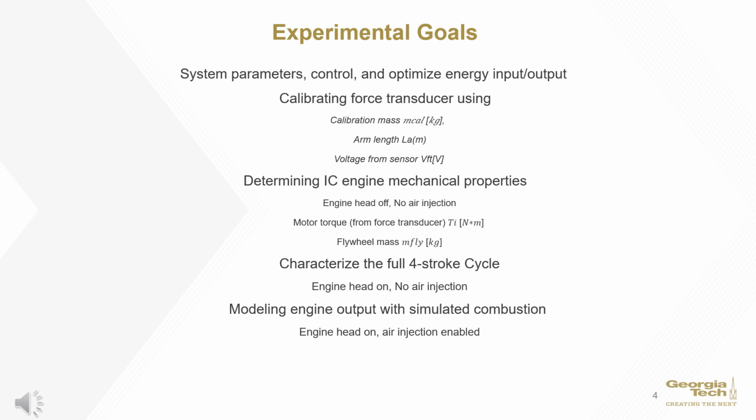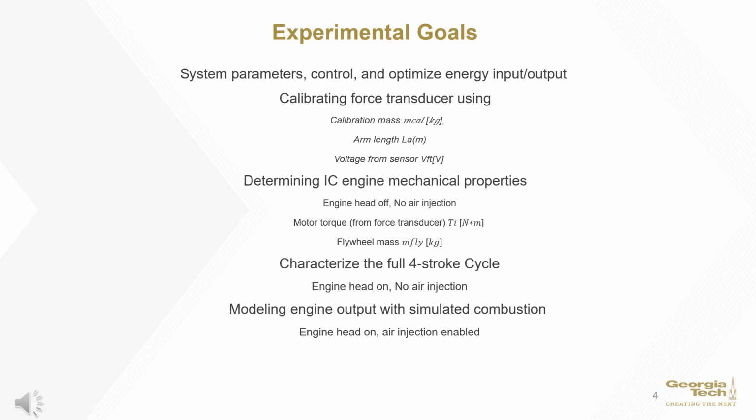This was done by calibrating the force transducer first with known weights, measuring the arm length as well as the voltage from the sensor. The second step was to determine the internal combustion engine mechanical properties, which are the frictional torque and the flywheel inertia. This was done with the engine head off and no air injection was used. Also, in the second week, we characterized the full four-stroke cycle of the engine, this time with the engine head on and with no air injection used.